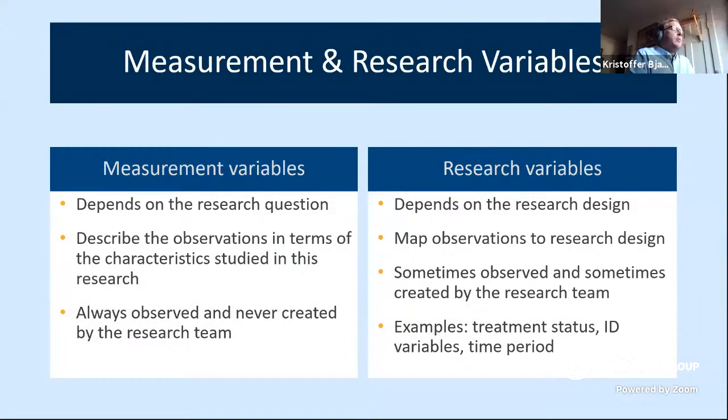That's the theory. But to apply that theory in our data work, we need a variable that says which farmer received the treatment and which farmers were controlled, and then we compare those groups. And this variable that indicates which farmer is a treatment and which farmer is a control is a very typical example of a research variable.